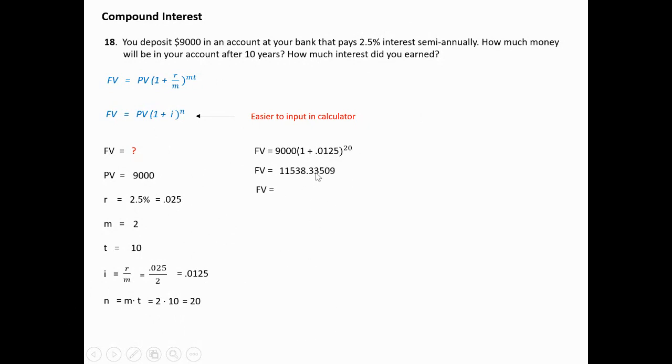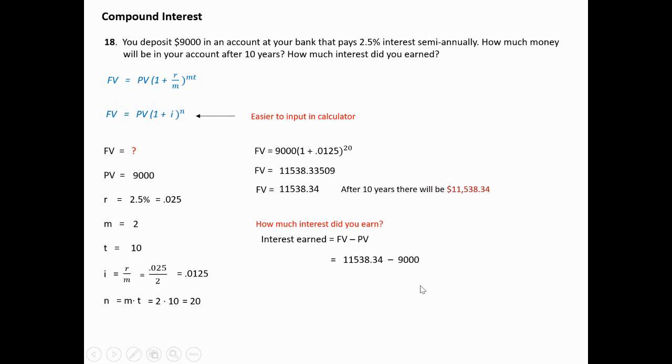But they always want you to round to the nearest penny. If the third digit to the right of the decimal is 5 or more, then you add 1 to the hundredths place. So this is how much money will be there after 10 years: $11,538.34. In other words, what you made is like 2,000 and something in interest. We subtract the future value minus our present value, and you'll be at about $2,538.34. That's how much money you would make in interest in 10 years.